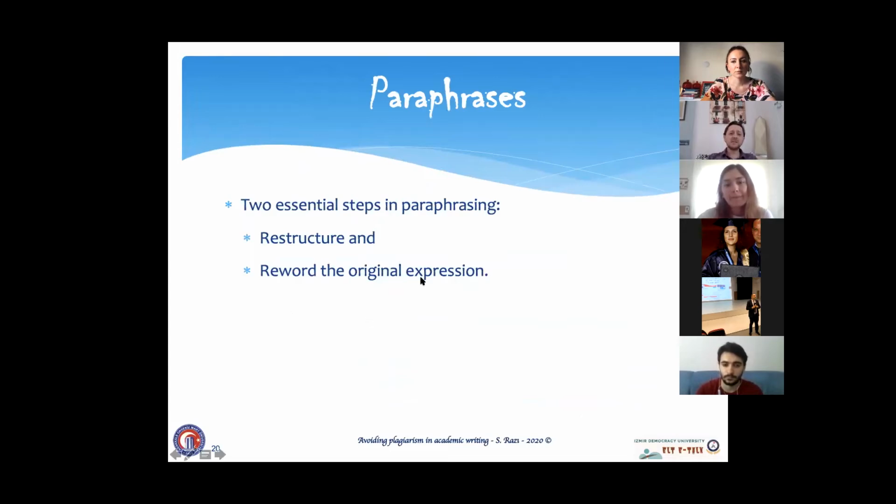What is this? This is paraphrasing. There are two essential things that we need to do for paraphrases. One, restructure. The other one, rewording. We need to change the structure of the original sentence. We need to change the words. However, be careful, we cannot change all words.